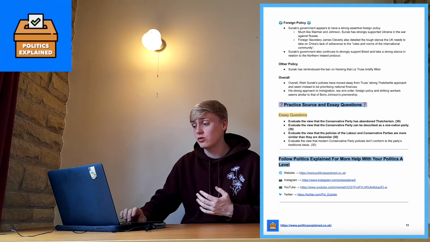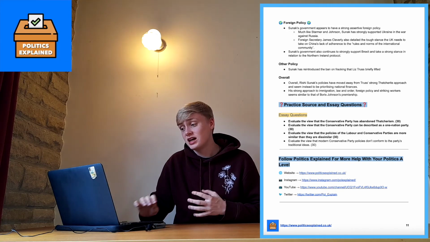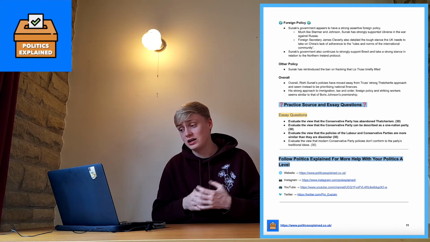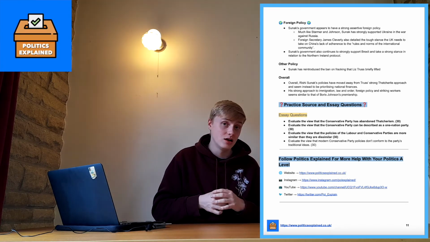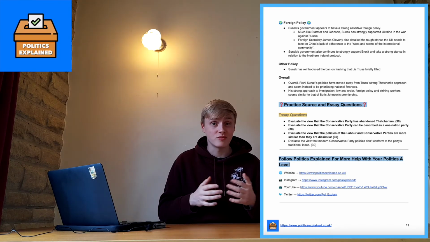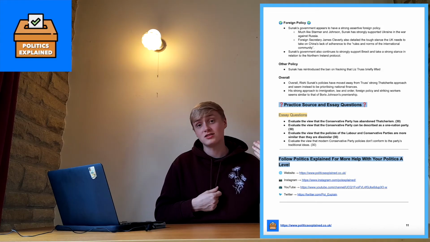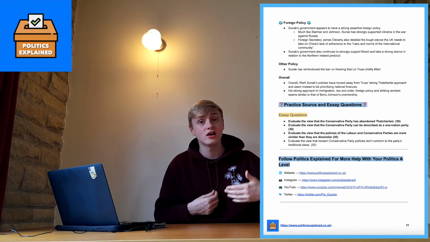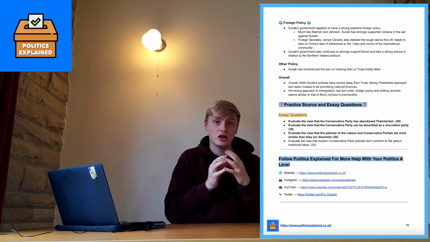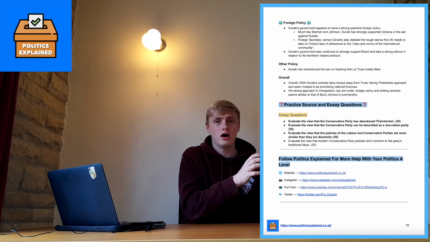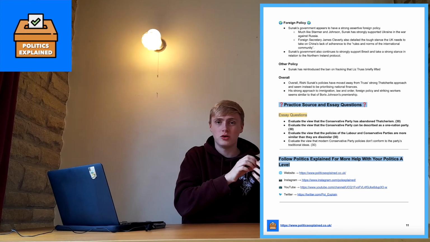And the final question it would be good to practice is in relation to the Labour Party as well. So evaluate the view that the policies of the Labour and Conservative parties are more similar than they are dissimilar. In that one, I'd have a very similar structure of paragraphs. So you'd have a first one on economic policy, a second one on law and order policy and the unions, and a third one on foreign policy. And in all of these, you'll be including some of the welfare policy in the economic policy and law and order policy paragraphs.